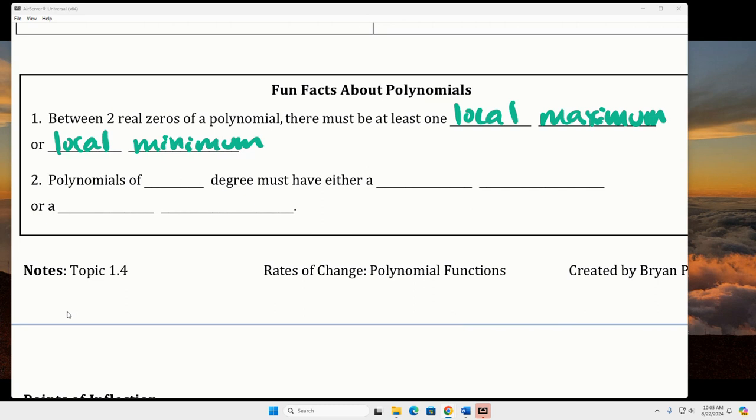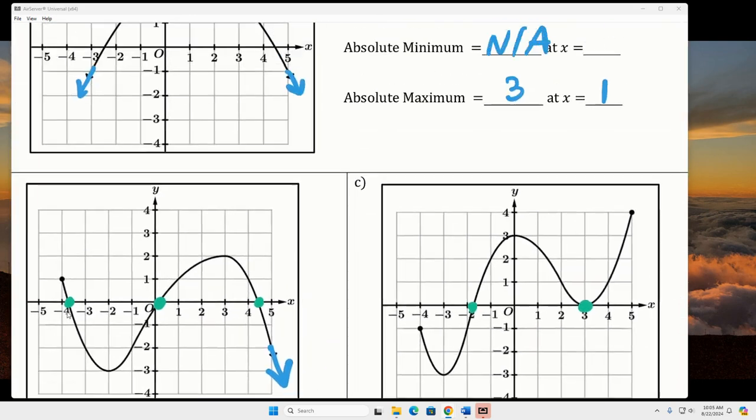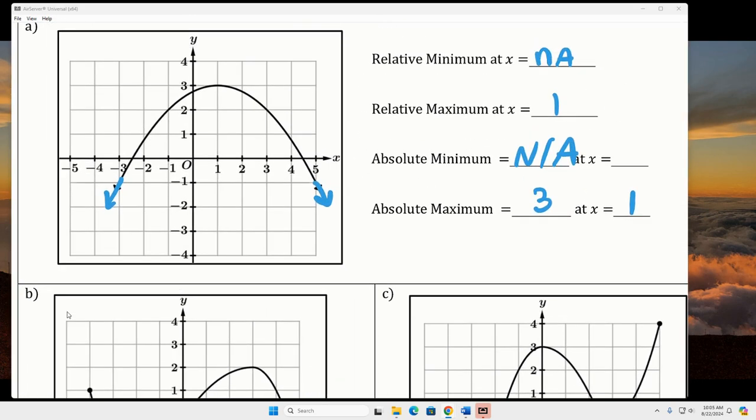And then polynomials of an even degree. So if we look at A up here, that's a polynomial with an even degree. So that degree probably is 2, so it looks like a quadratic to me. But it could be a quartic. So anyway, for sure, it is an even degree.